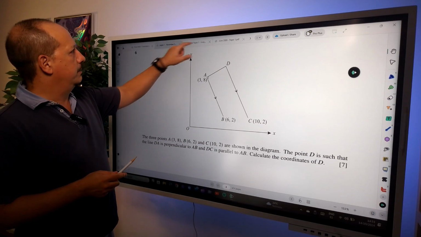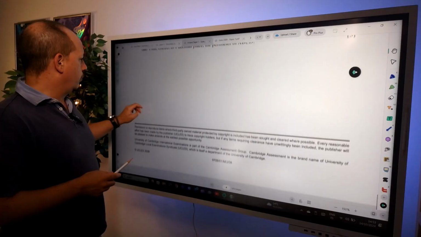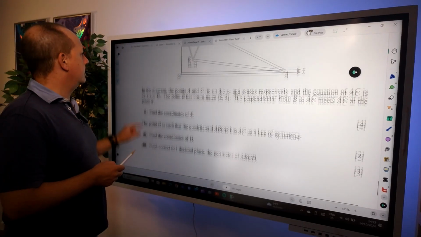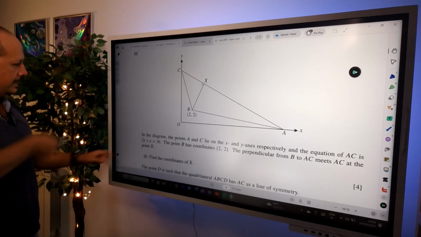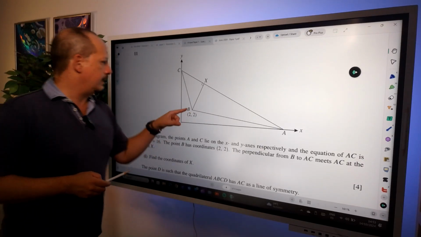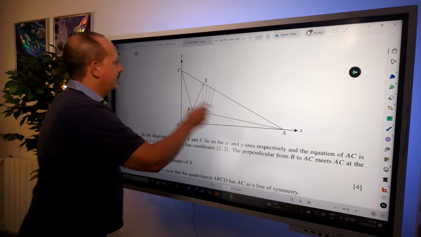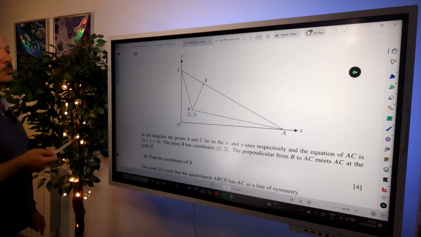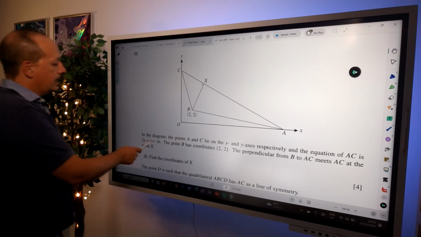Let's see another example. This one is from May-June 2008. It's a paper one, question 11. So it says, in the diagram, the points A and C lie on the y and the x axis respectively. And the equation of AC is 2y plus x equals 16.